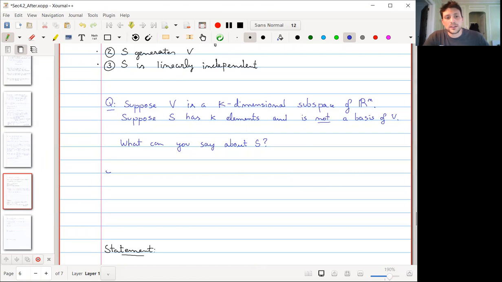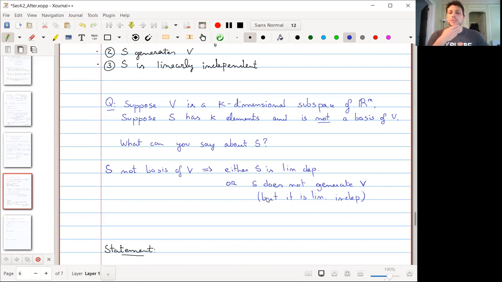Well, since S is not a basis of V, this means that either S is linearly dependent or S does not generate V, but it is linearly independent. These are the only possible two cases.